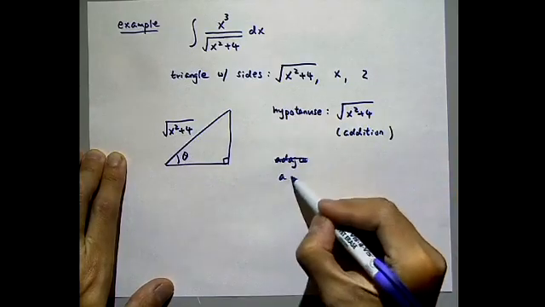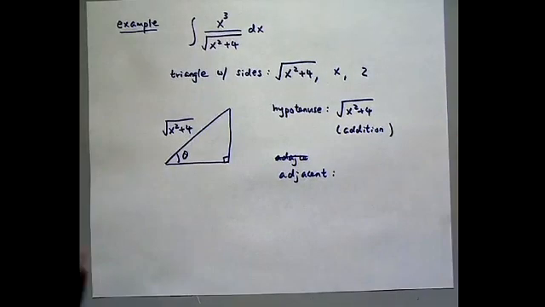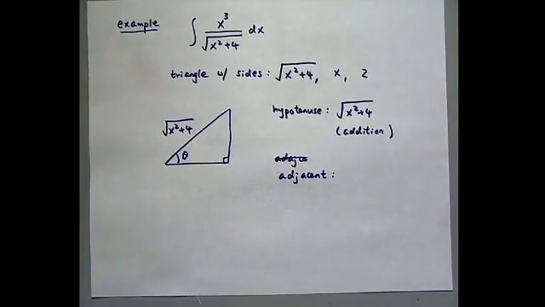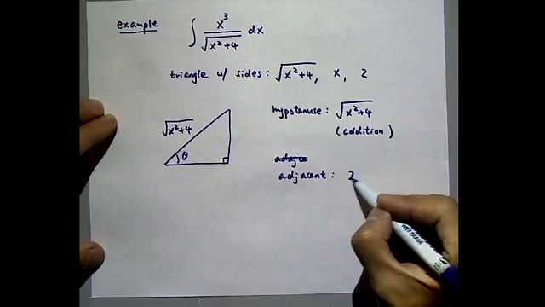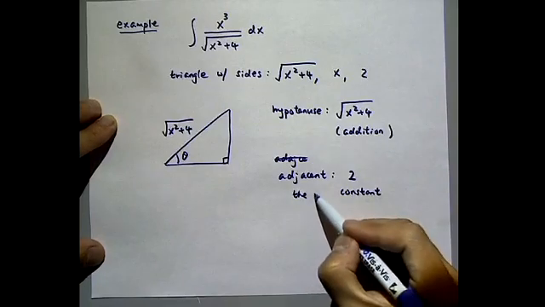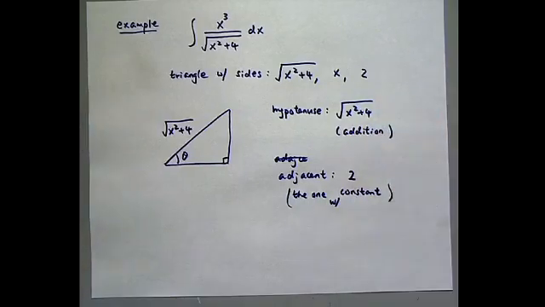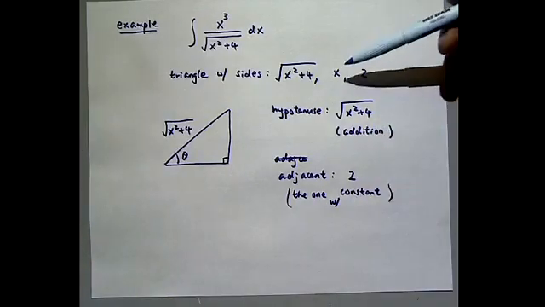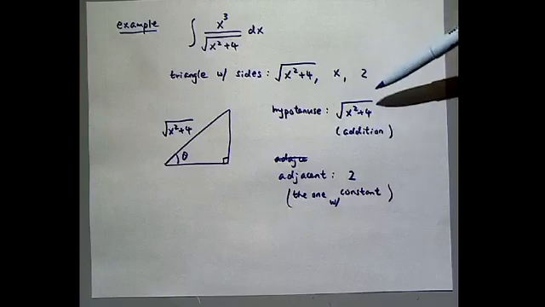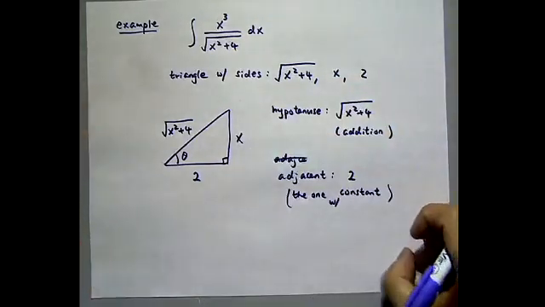Can't spell that. A-D-J, adjacent. Adjective, a good way to remember. Remember the rule? Which one goes to adjacent? If you can choose to put a constant, put a constant to adjacent. The reason is we choose, from the remaining sides, the one with the constant involved. The remaining sides were x and 2. 2 is the one with the constant involved, and then x has nowhere to go except the opposite.